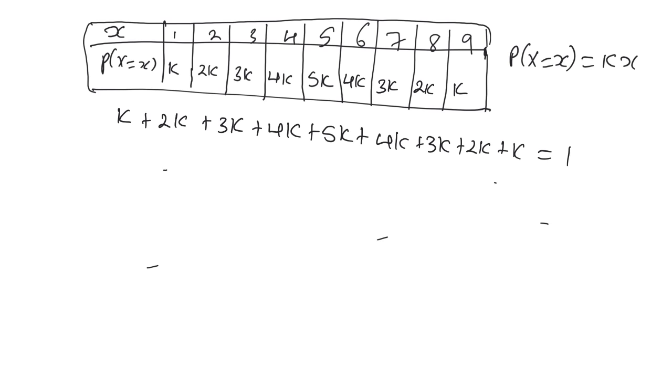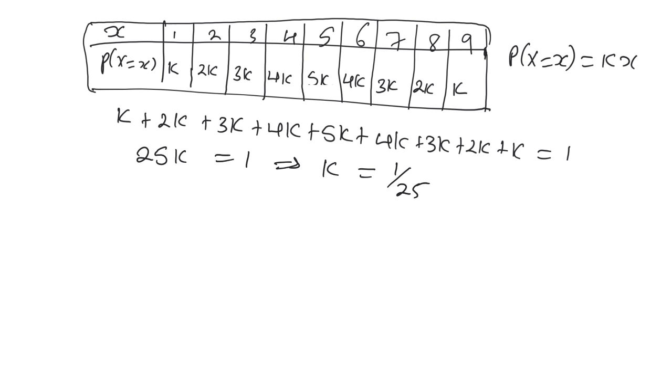Okay, so let's sum up and see what we get when we add all these k's and equate to 1. So we have k, 2k, 3k, 4k, 5k, 4k, 3k, 2k, k. So we have 25k equals 1, meaning that k is 1 out of 25. Okay, so the next part is to get the expectation of x.